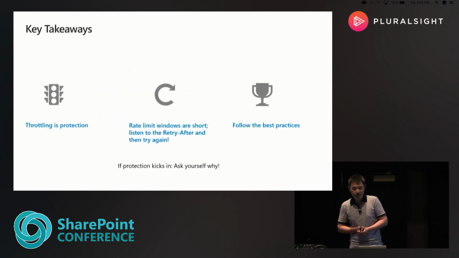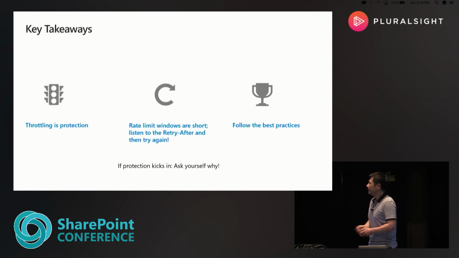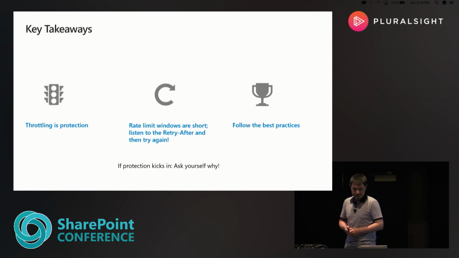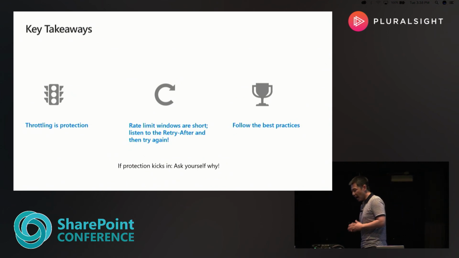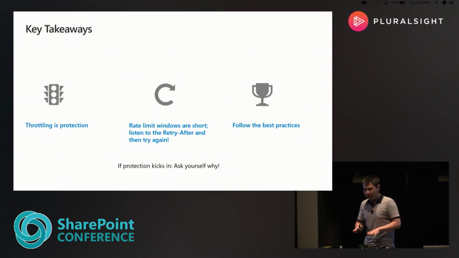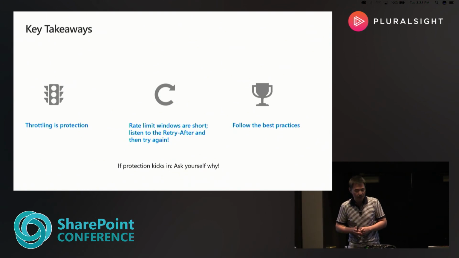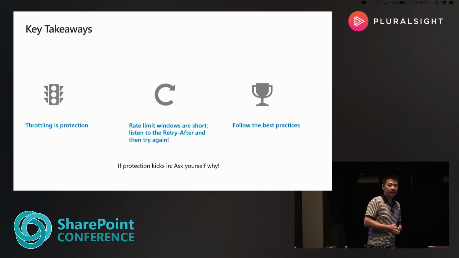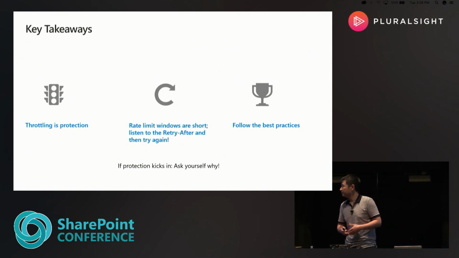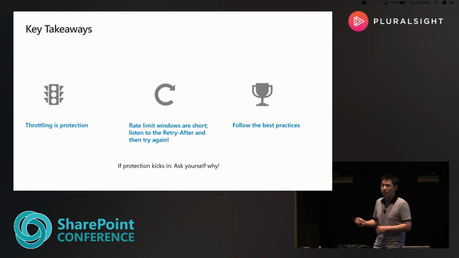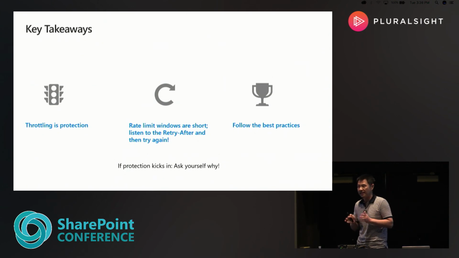Okay, that's a quick talk about throttling. Here's the takeaway. Throttling is protection. It helps our customers prevent any of these instances I mentioned from happening and affecting the user experience. When it happens, it tends to be really short, so applications generally just look at the Retry-After and try again. You will recover. Follow the best practices. They will help you build the best application in the ecosystem.